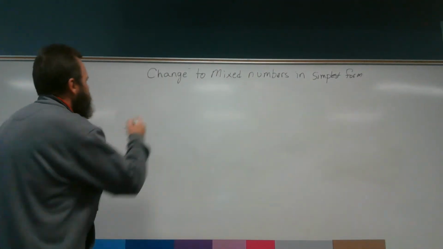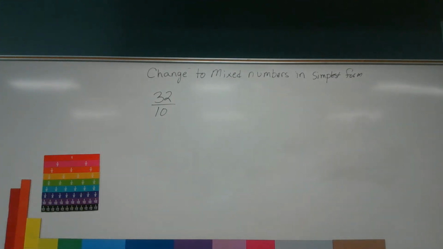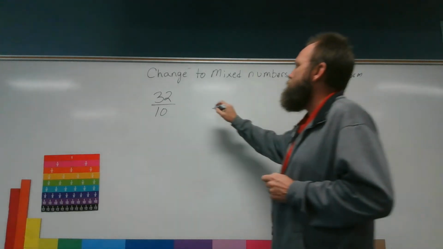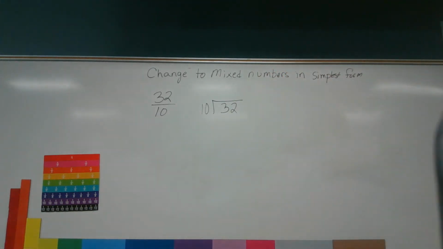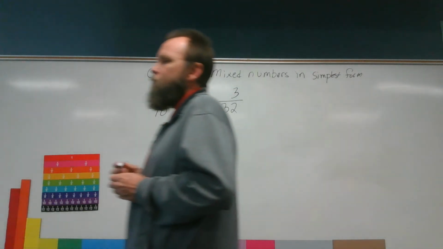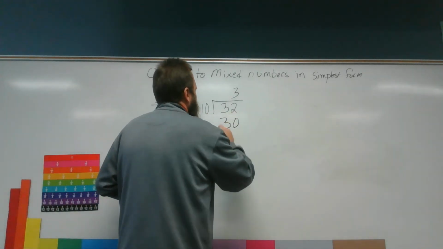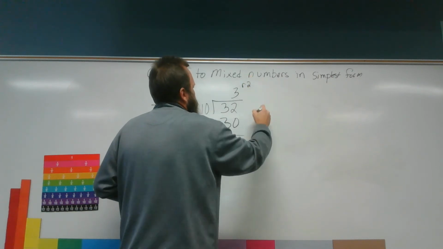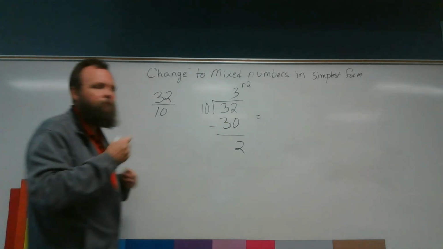And last we have 32/10 or 32 divided by 10. Alex, what do I do first? Divide the denominator into the numerator, or 32 divided by 10. Alex, how many times does 10 go into 32? 3. It's going into 32, so make sure your 3 goes above the 2. And Alex, what is 3 times 10? 30. And then we subtract, we get 3 remainder 2. So Alex, what is my mixed number? 3 wholes and 2/10.